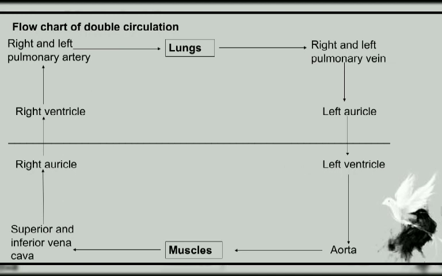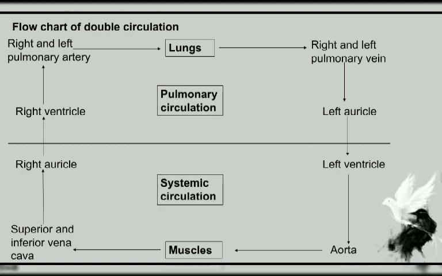So the upper side is the pulmonary part, and the upper one is called pulmonary circulation and the lower is called systemic circulation. We all know that this is called double circulation. So there are two parts, that is pulmonary circulation and systemic circulation. So we can easily learn from that.